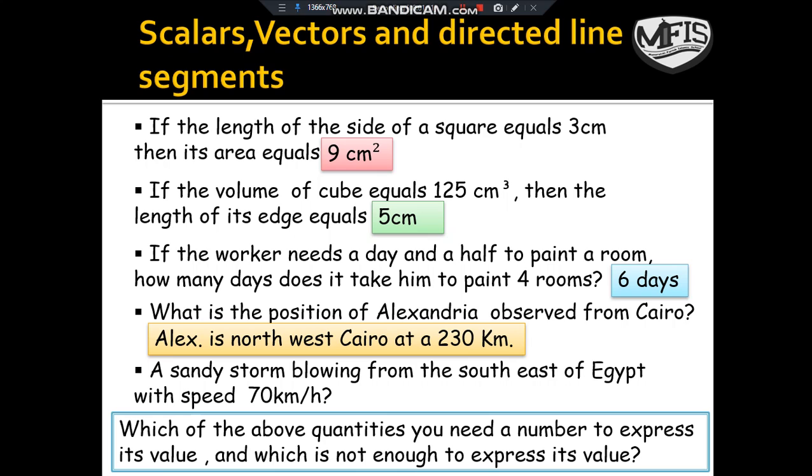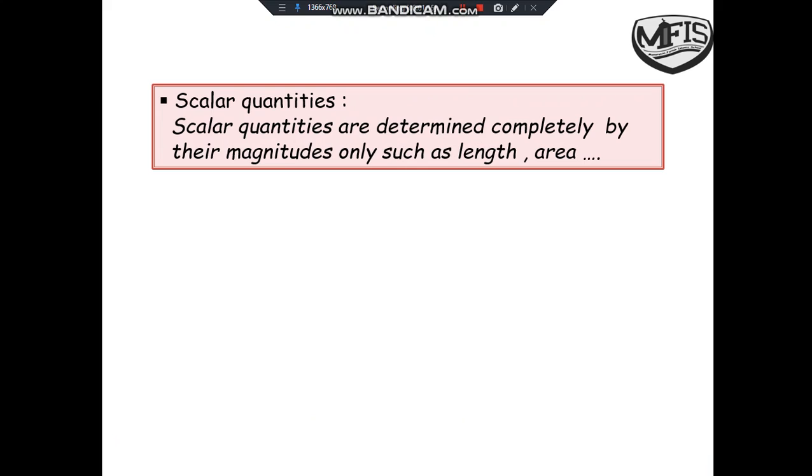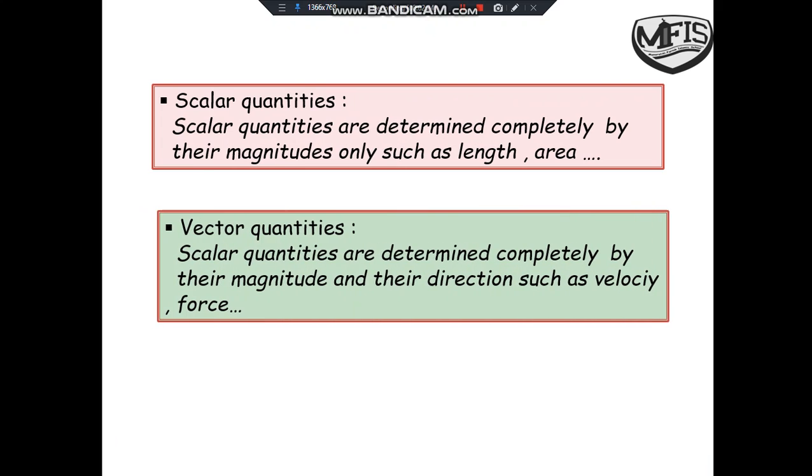So we have scalar quantities, and the scalar quantities are determined completely by their magnitude only, such as length and area. So any length, area, volume, whatever, we call this quantity scalar quantities. For scalar quantities, we only need the magnitude, and we have another quantity, vector quantities.